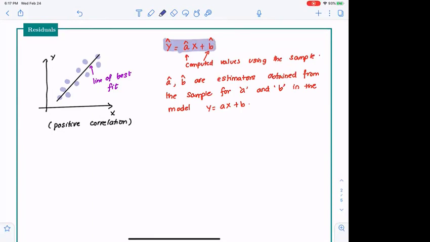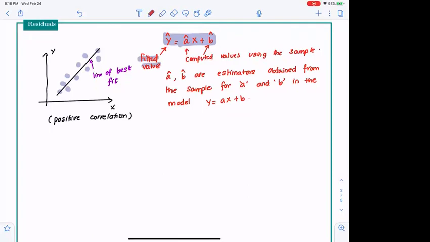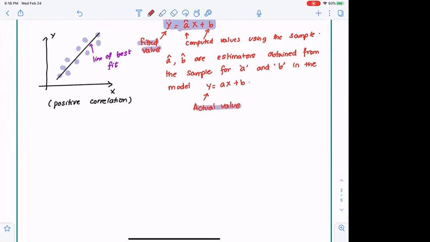Now, if I use this particular model that I obtained from the sample, I'm not going to get the exact Y value that I had in the original data. So the value that I obtain from the model is what we call the fitted value. The original value in the sample is the actual value. So before I get into more details, let me just show you a good example.